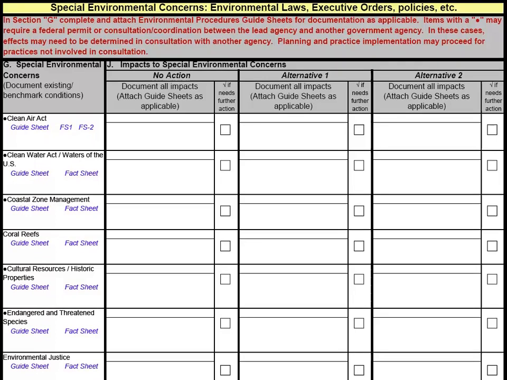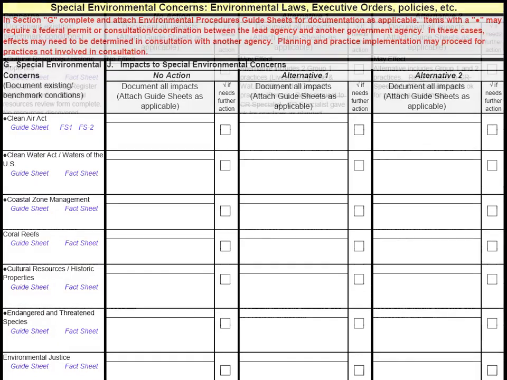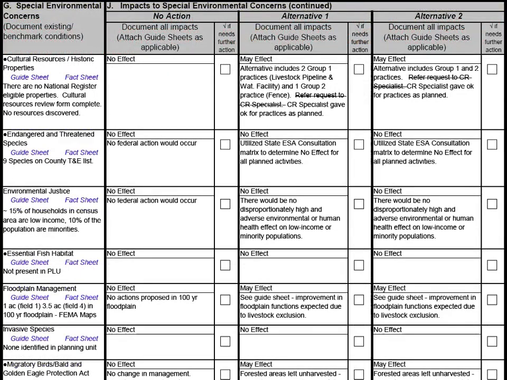Once again, thorough documentation indicates that the impact on each resource and special environmental concern was considered and that NRCS complied with the requirements of laws, regulations, and executive orders, as well as its own policy. For each special environmental concern, there's a statement to indicate if the alternative may affect or has no effect on the benchmark condition, and the reasons for the choice were documented.